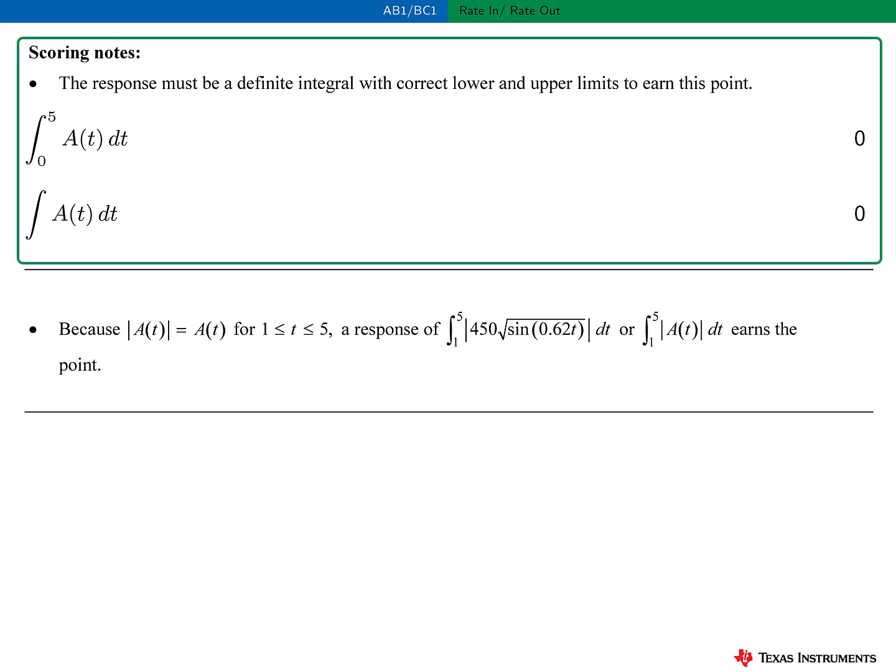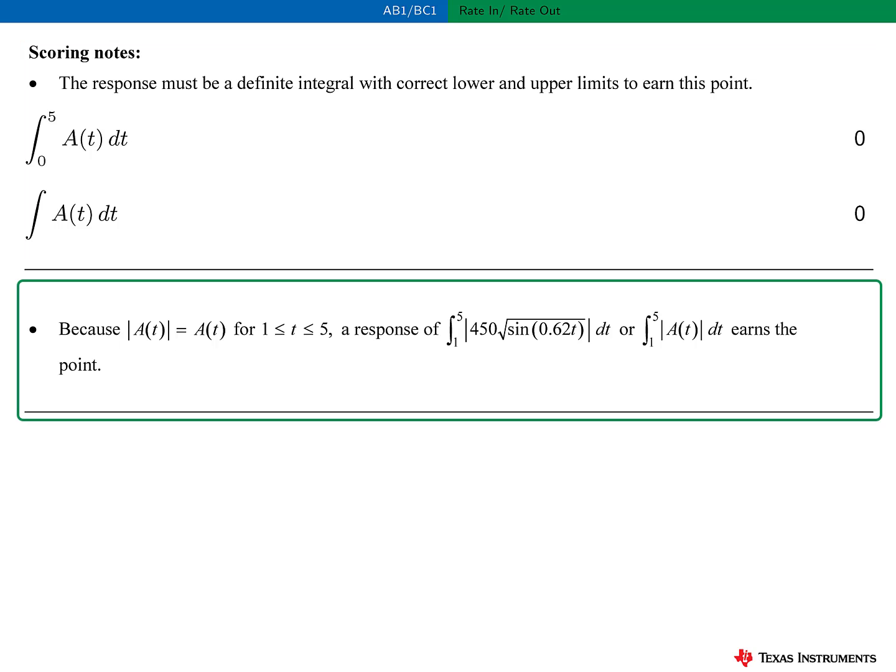First, the response must be a definite integral with the correct lower and upper limits in order to earn this point. So this response with an incorrect lower limit does not earn the point. And this response, which is an indefinite integral, does not earn the point.